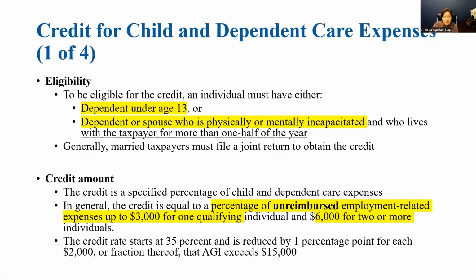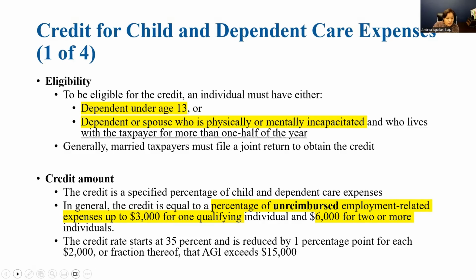So who qualifies? You can qualify if you have a dependent under age 13 or if the dependent or spouse is physically or mentally incapacitated and lives with the taxpayer for more than half of the year. The credit is a specified percentage of child and dependent care expenses. In general, it is equal to a percentage of unreimbursed employment-related expenses up to $3,000 for one qualifying individual and $6,000 for two or more individuals. The credit rate starts at 35% and is reduced by 1 percentage point for each $2,000.